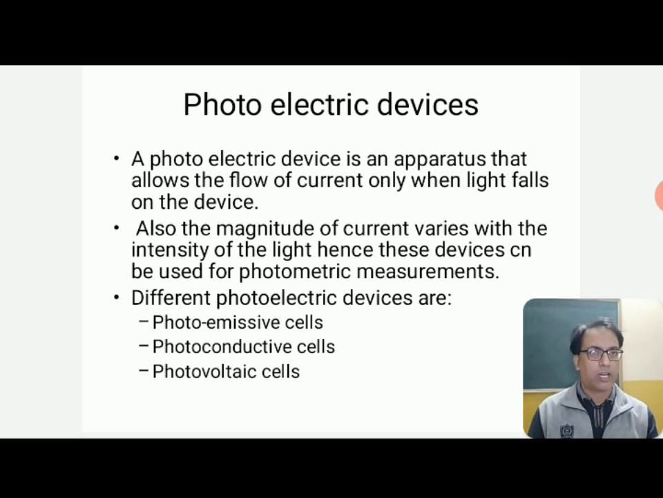Also, the magnitude of the current varies with the intensity of the light. It has been found that as we increase the intensity of the light, the magnitude of the current also increases, and on decreasing the intensity of light, it decreases. Different photoelectric devices are classified as photoemissive cells, photoconductive cells, and photovoltaic cells.